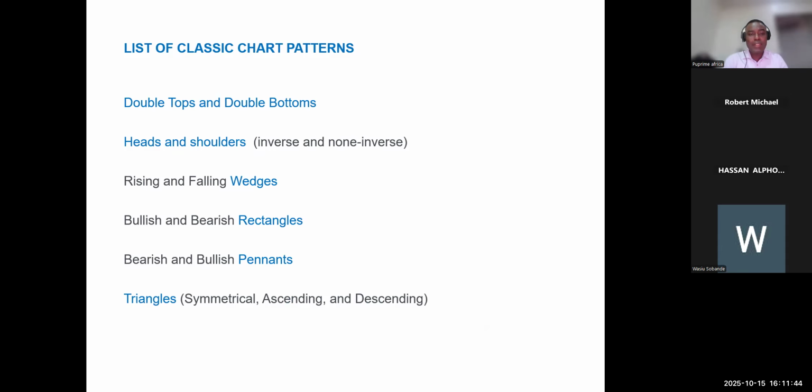Now, here is the list of classic chart patterns that we're going to look at this evening. These are the most consistent patterns. If you go online, you may see some other patterns that are not listed here, but I can guarantee you they are not as consistent as these. We have the double top, double bottom, the head and shoulders and inverse head and shoulders pattern, the rising and falling wedges, the bullish and bearish rectangles, the bullish and bearish pennants, and the three triangles: symmetrical, ascending, and descending. The important thing is I'll show you the ones that are more consistent, which you will see more often in the market. Those are the ones we're going to look at in this webinar.